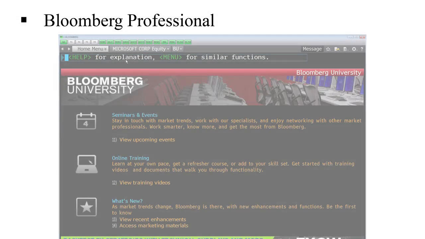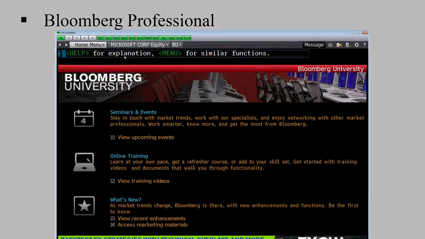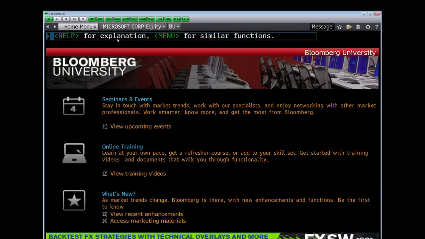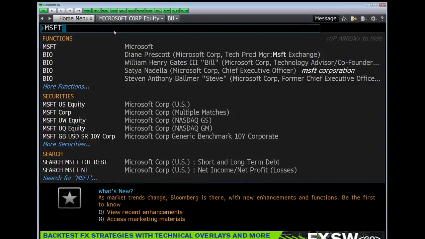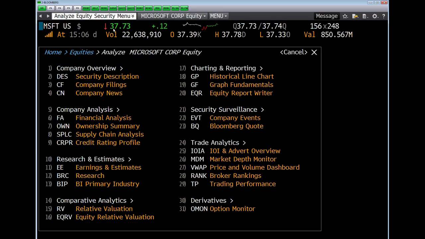Paid vendors not only have more information, but they organize the information that you could find on other sources in a way that makes it easy to access and makes it very quick and efficient to use. So let's see how we would do this with Bloomberg Professional. In the home screen, I'll just type Microsoft and hit the F8 or equity key and then hit go. This brings us to the main menu for Microsoft.